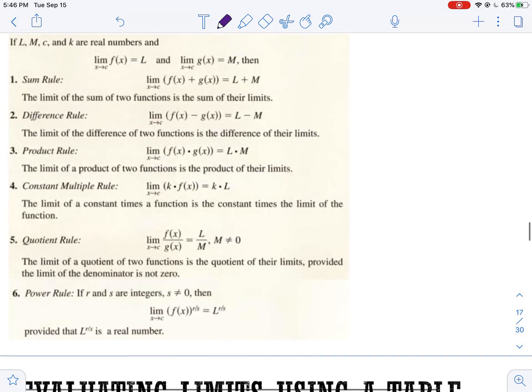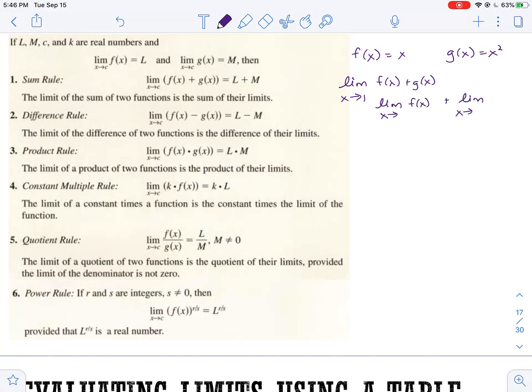Some properties of limits that we're going to go over today and again is that if you have two different functions, so let's say f of x is just x and g of x is x squared, and you want to find the limit as x approaches 1 of f of x plus g of x, well, you can literally just find the limit as x goes to 1 of f of x, and you can add that to the limit as x goes to 1 of g of x.